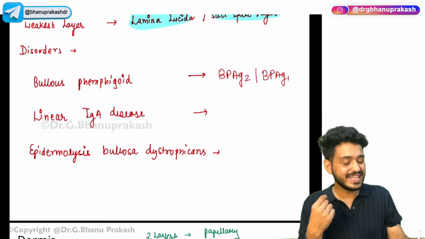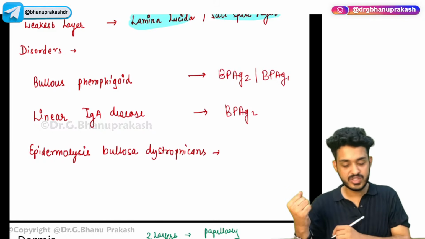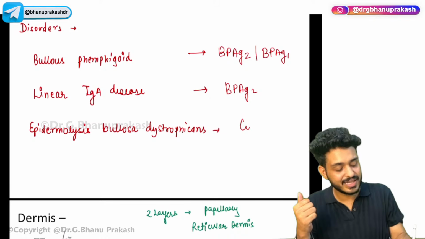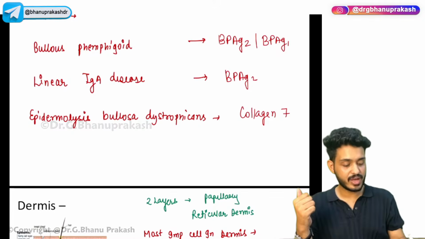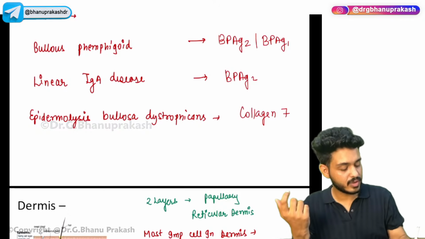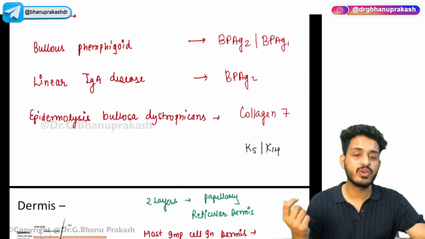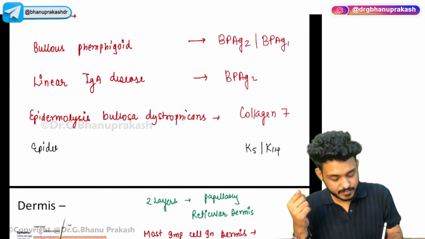Second one is your linear IgA disease. You will have antibodies against most likely BPAG2. Third, we have epidermolysis bullosa dystrophica, which would have antibodies against collagen 7. One more we have already seen, antibodies against K5 or K14, keratin 5 or keratin 14. That would be considered epidermolysis.